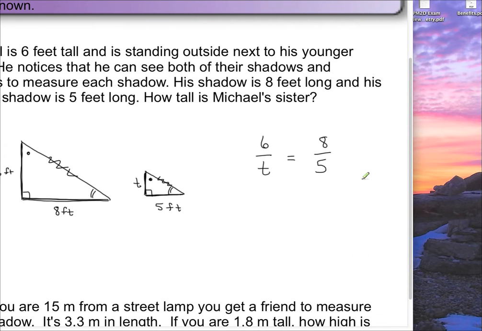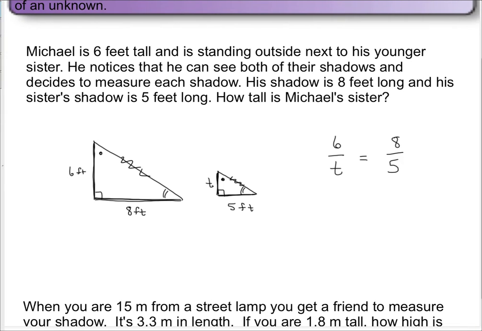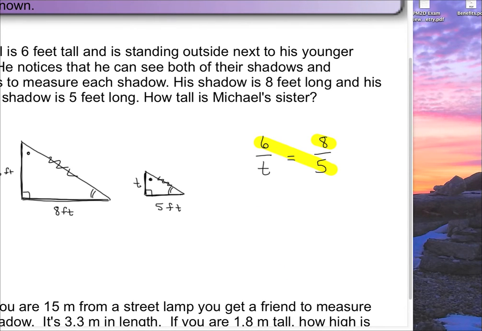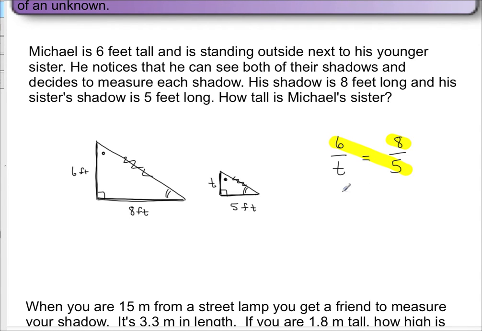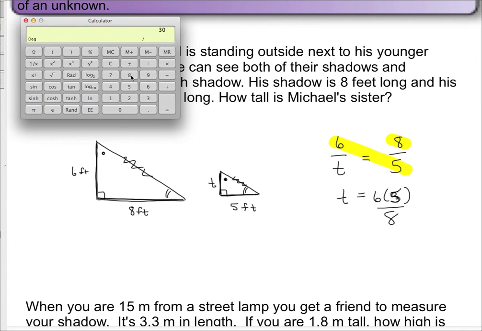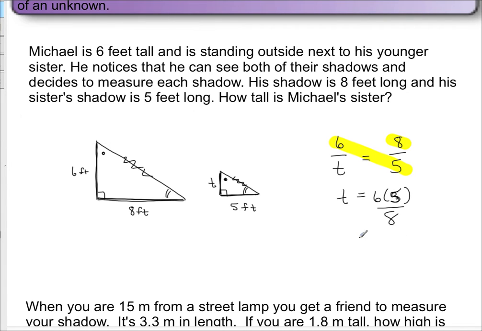Now we're going to use cross multiplying. Remember, with cross multiplying, we multiply and then divide. So T equals 6 times 5 divided by 8. Let's pull out my calculator and go 6 times 5 divided by 8. That's 3.75. So that means that Michael's little sister is 3.75 feet tall.